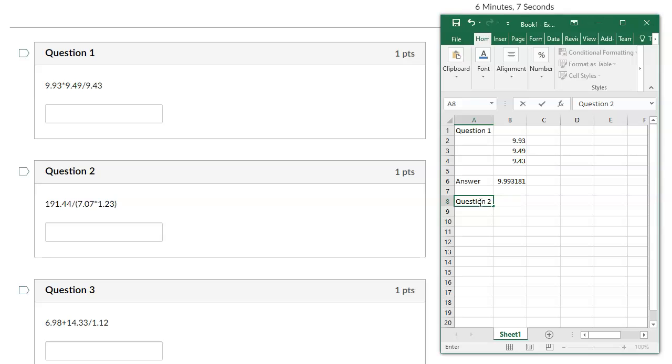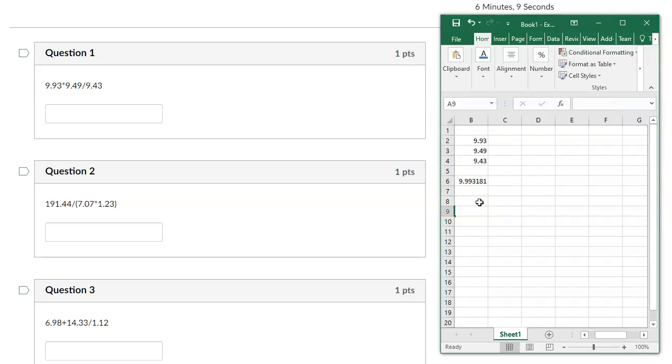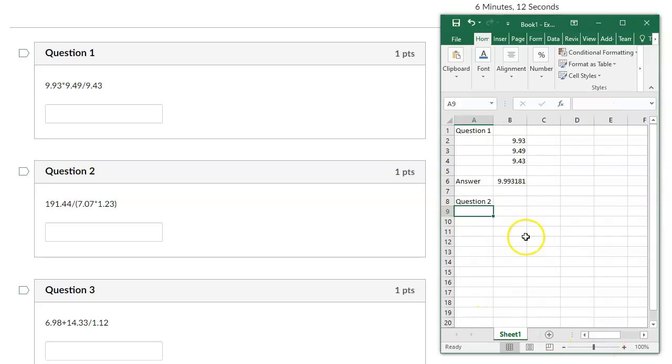We just move on to question two. Question two, my inputs are 191.44, 7.07, 1.23. And then I'm going to get my answer down here. All right, so 101.4 divided by, and a parentheses around this, 7.07 times 1.23. And that gives us question two.